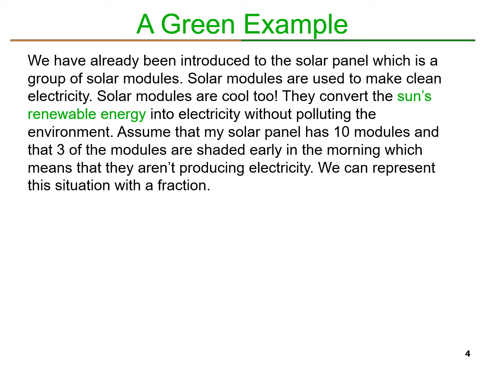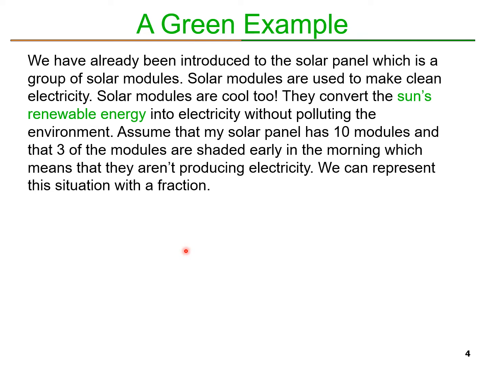Let's look at a green example. We have already been introduced to the solar panel, which is a group of solar modules. Solar modules are used to make clean electricity. They are cool also. Solar modules convert the sun's renewable energy into electricity, and they do so without polluting the environment.